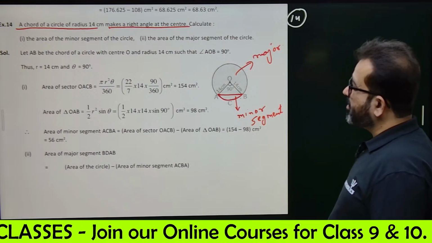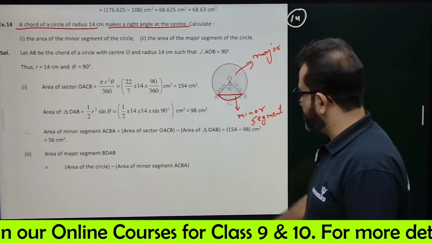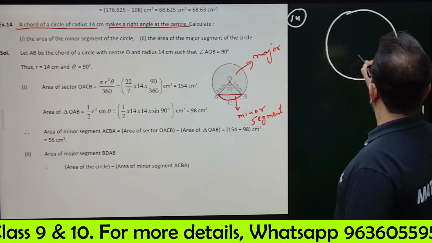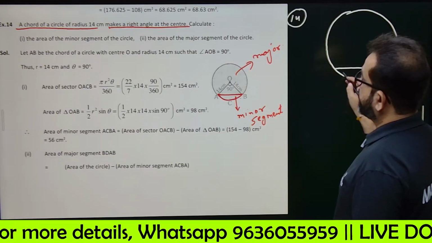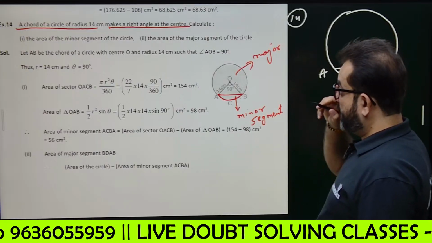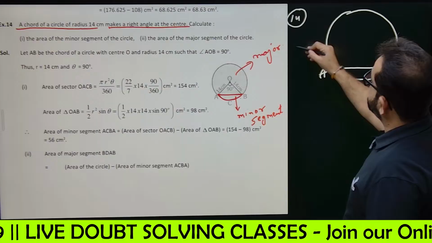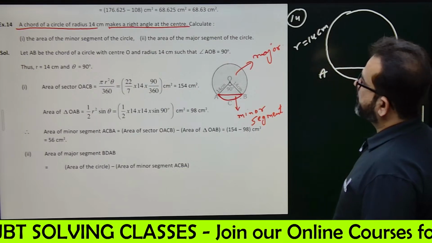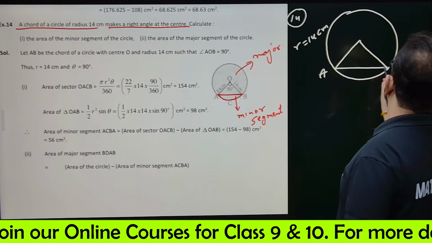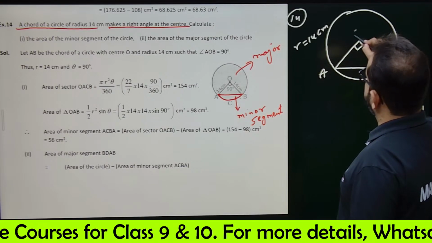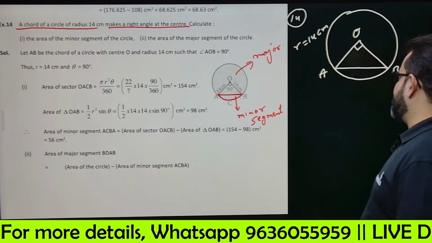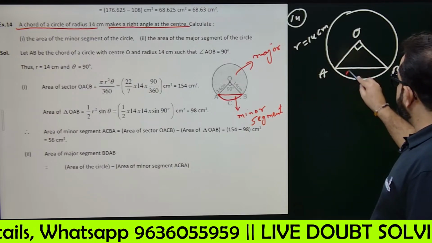Okay. Now a chord of a circle of radius 14 centimeter. There is a chord. We'll make the diagram again. Let's say this is a circle and this is the chord. Let's say the chord is AB. Radius is 14 centimeter. We'll note down. Makes a right angle at the center. If this is the center, you join this. So this angle is 90 degrees. The center is O. Calculate the area of the minor segment of the circle. We have to find area of this.